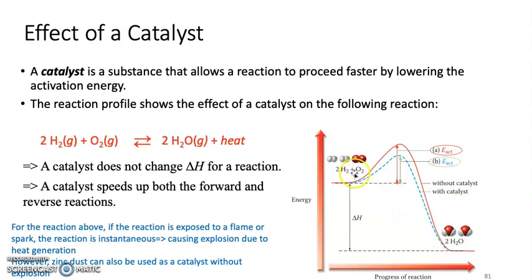Without a catalyst, hydrogen and oxygen do not have enough energy to go over the transition state, and therefore no products are formed. Now for this reaction, the catalyst can be a flame or spark, and this will be instantaneous. It can cause an explosion due to a huge amount of heat generation. However, you can use zinc dust. This also can be used as a catalyst that can help to provide the favorable orientation and give effective collisions without any explosion.